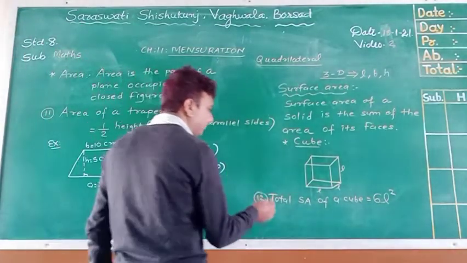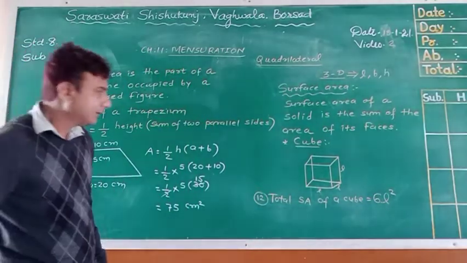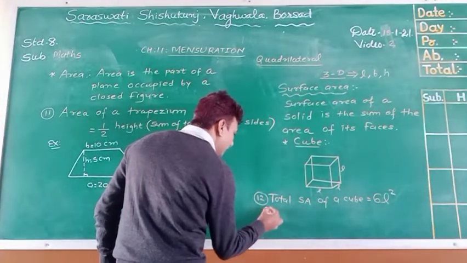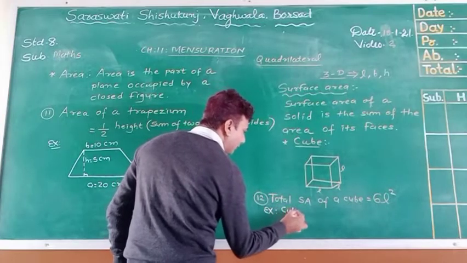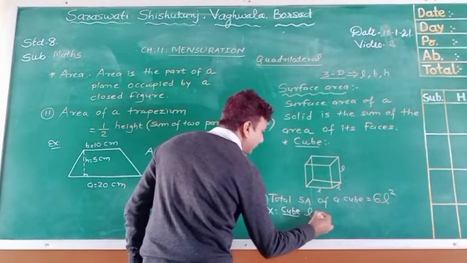See. Suppose, let's take one example. Suppose in a cube figure, the side measurement given is 5 cm.